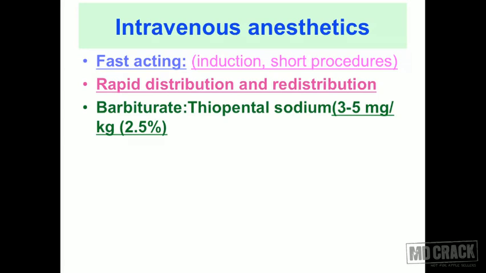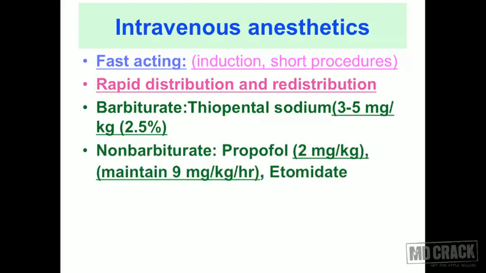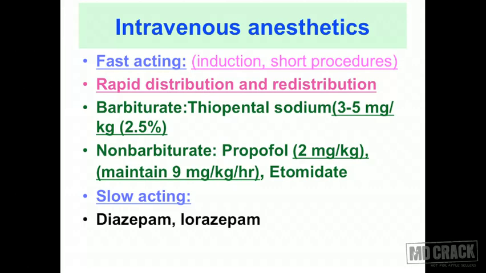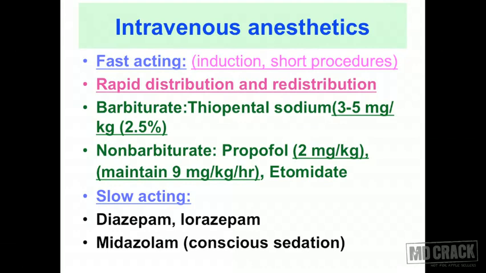It starts the effect very fast and completes the effect very fast because it gets out of the brain very fast. And that's called rapid redistribution. The second agent is a non-barbiturate, that's propofol, and along with it there's etomidate, and these agents also have rapid distribution as well as redistribution. There are some slower acting agents like diazepam, lorazepam, and midazolam. And don't forget the conscious sedation with midazolam.